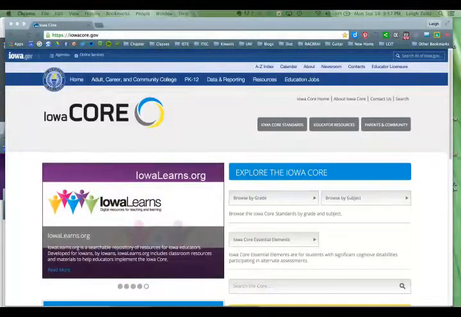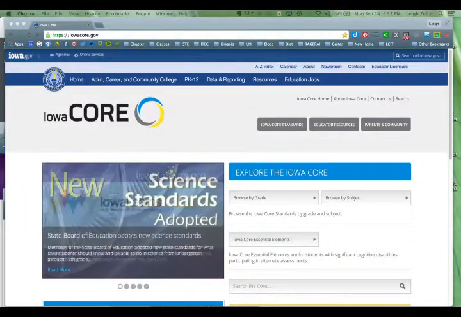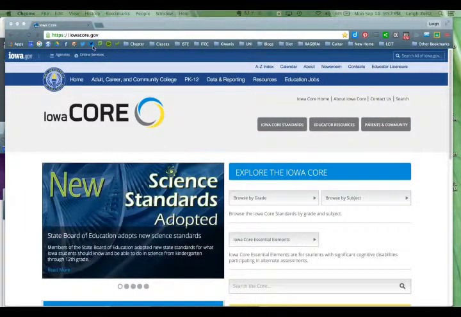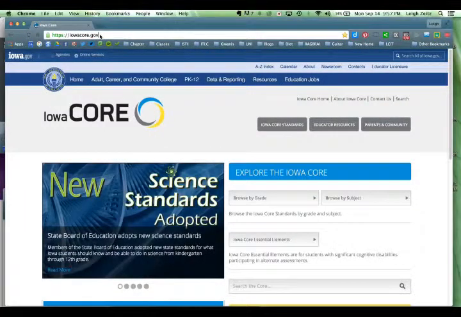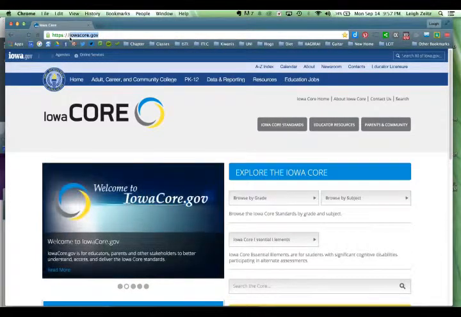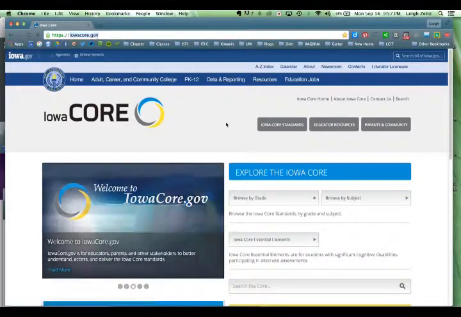Hello there. I'd like to show you something about how to use the IowaCore.gov website. That's where we can take a look at the Iowa Core standards. Now you notice they made it very simple. It's IowaCore, C-O-R-E.gov, and that will take you to this page right here.